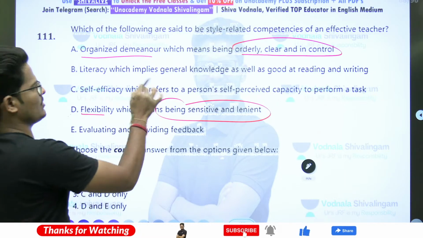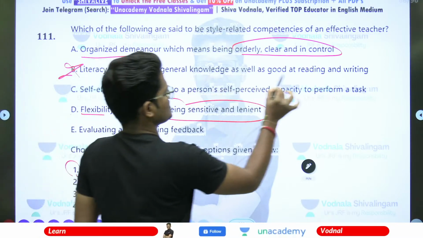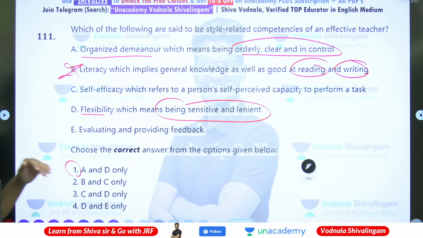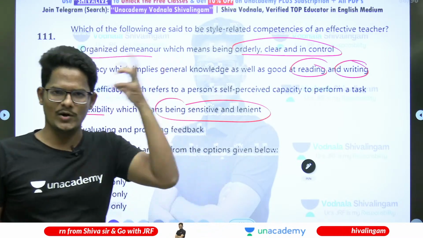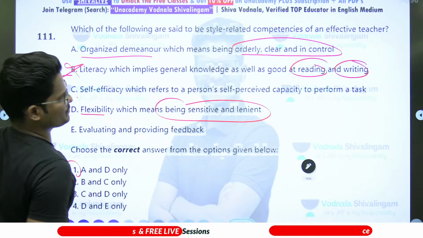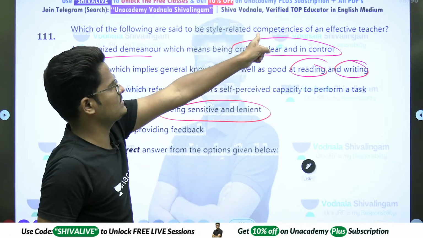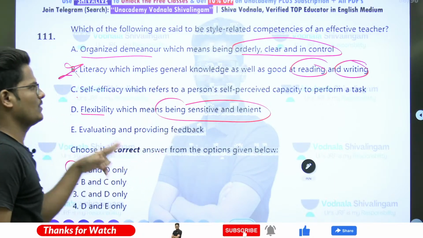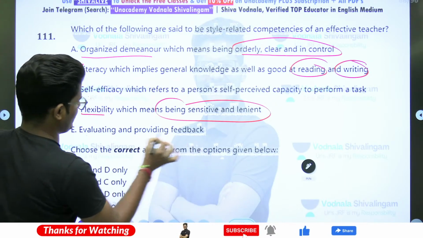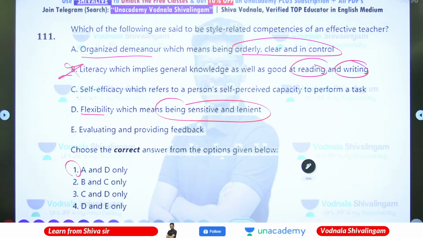Literacy implies that general knowledge is not much important because specific knowledge is more. Being good at reading and writing is not that important, because not all good teachers have good reading or writing capability. That purely depends upon communication skill and subject skill. Self-efficacy refers to personal self-perceived capacity to perform. It is self-perceived capacity, not an effect. This is not related to style of teaching, because it is about a person's personality. Evaluating and providing feedback is an outcome of teaching. This is not a factor, right?